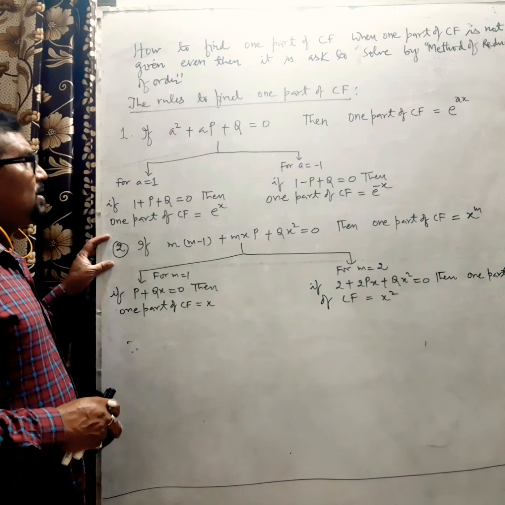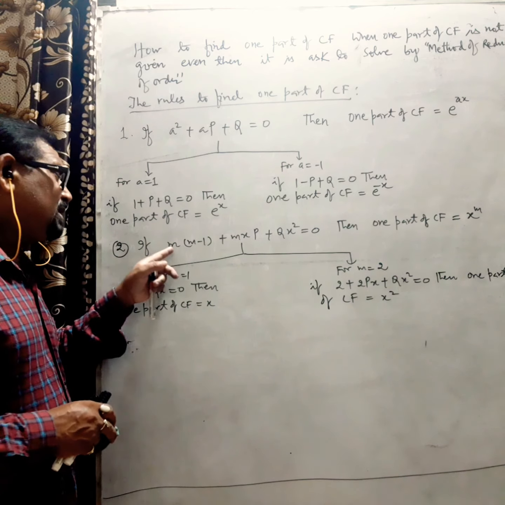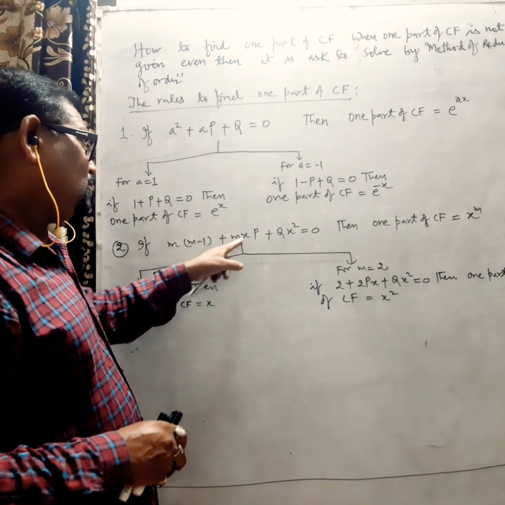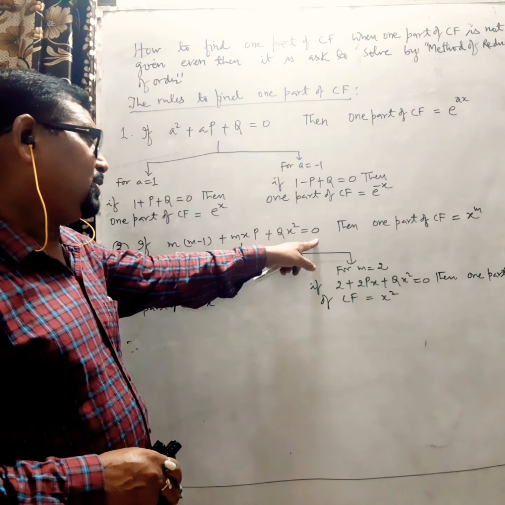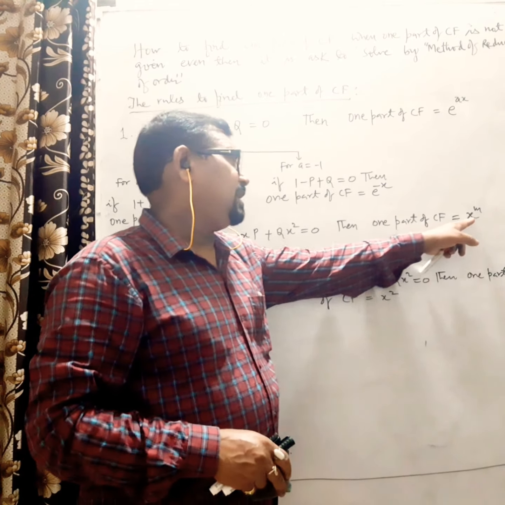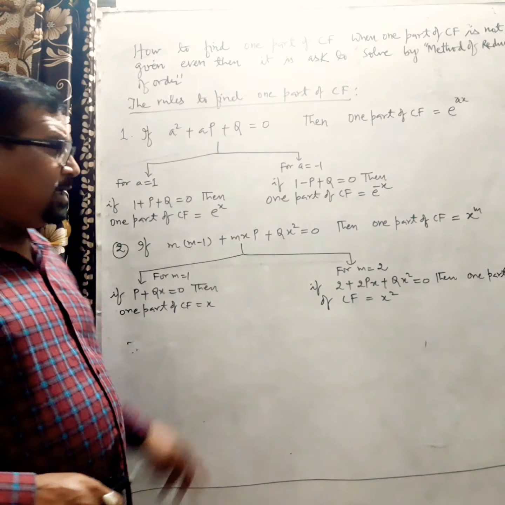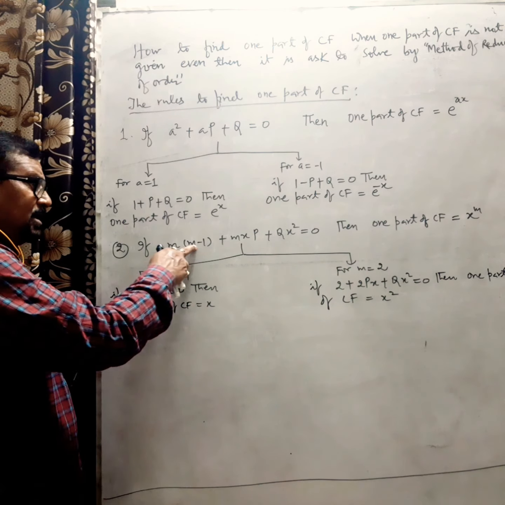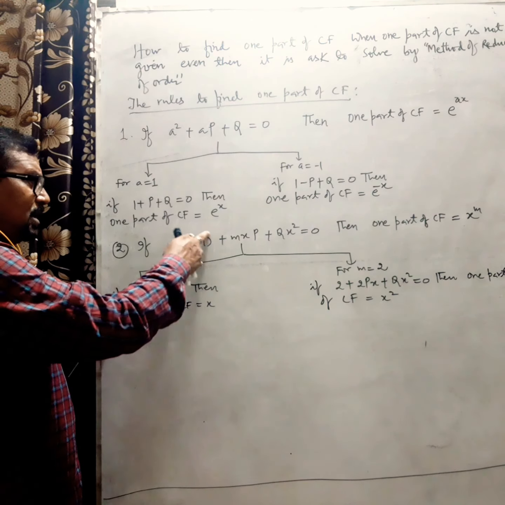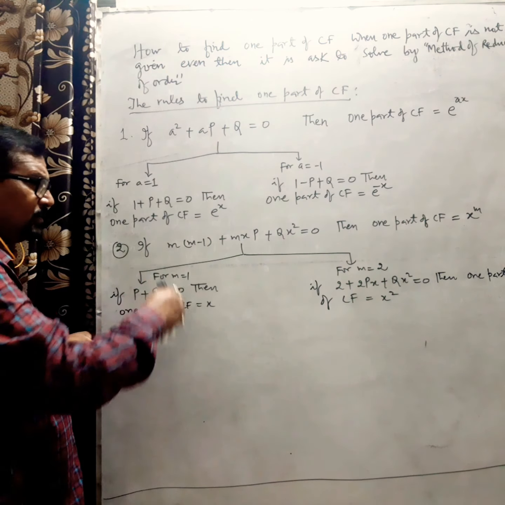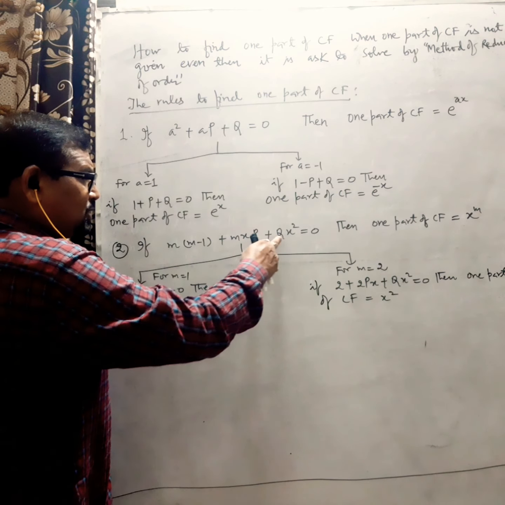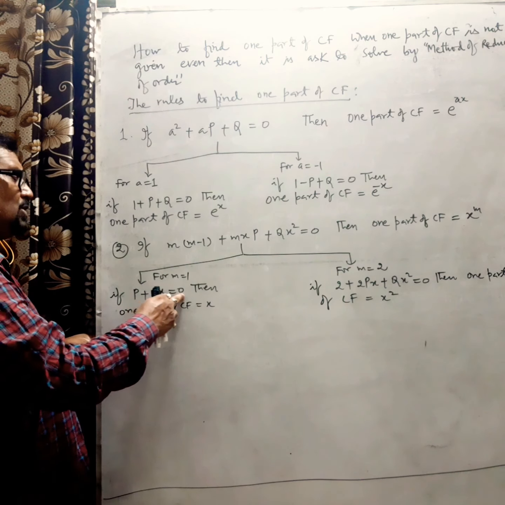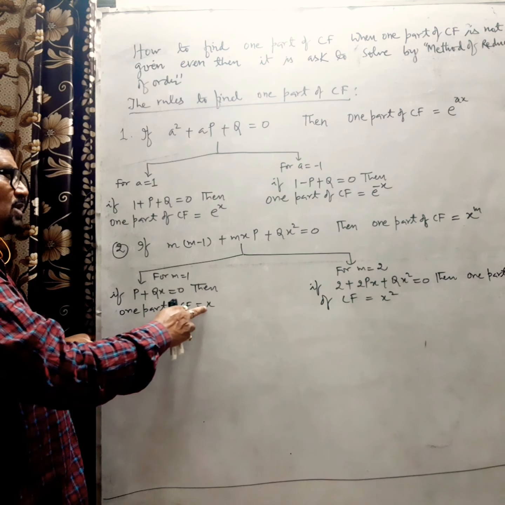Now the second rule is: m is taken as any positive integer, and if m(m-1) + p·m·x + q·x² = 0, then one part of CF is x to the power m. This equation leads to another rule. When we take m equals 1 in this equation, the first term is 0, and the second term is x(p + qx) = 0. After simplifying, if p + qx = 0, then one part of CF is x.